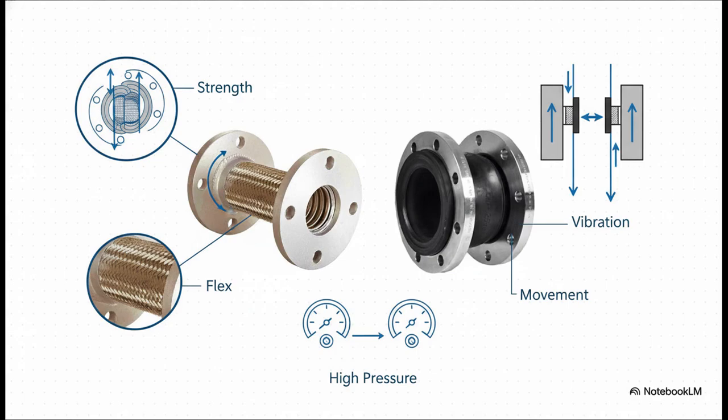So here are a couple of the heavy hitters. On one side, you've got a braided stainless steel hose. That woven outside gives it incredible strength, while the inside is corrugated so it can flex. On the other side is a flanged rubber joint, which is amazing at absorbing vibration and movement. Both are engineered to handle serious pressure and movement at the same time.